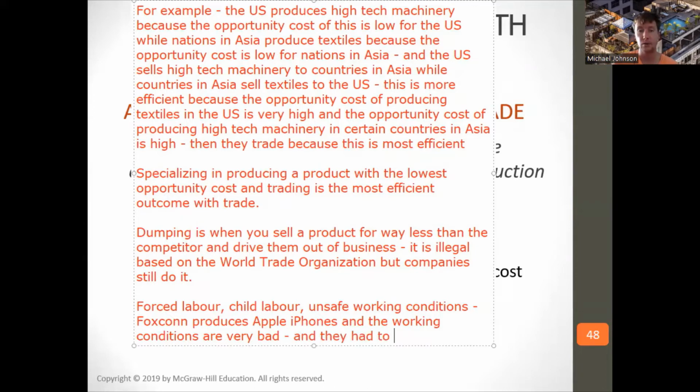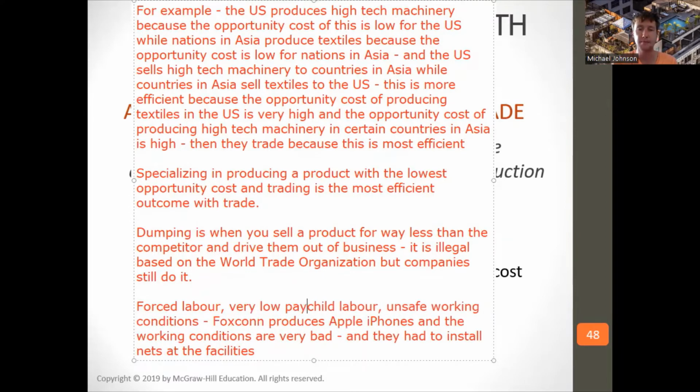And they had to install nets at the facilities, so the staircases go up like this, and then they had to install nets on the parts of the staircase that were open, so people don't jump. They were caught by the nets, and that's how bad it is in terms of working conditions in those factories. And I know there's a lot of child labor, unsafe working conditions, forced labor, and very low pay.